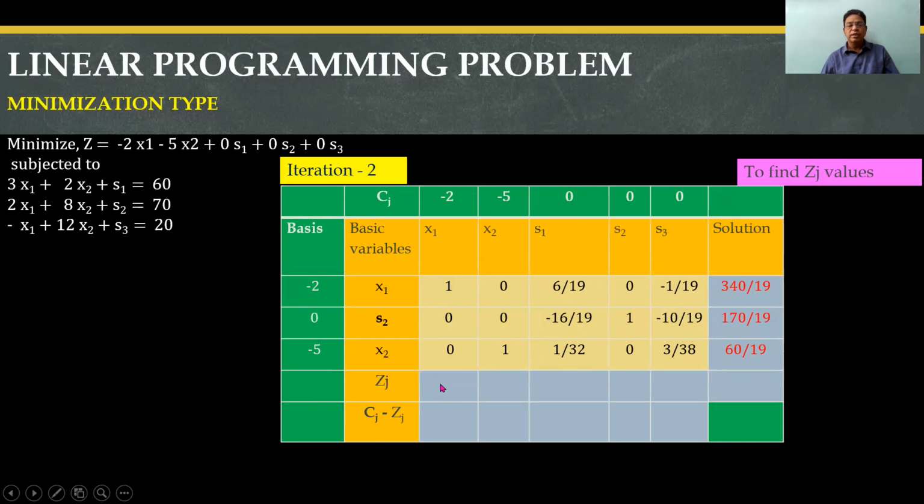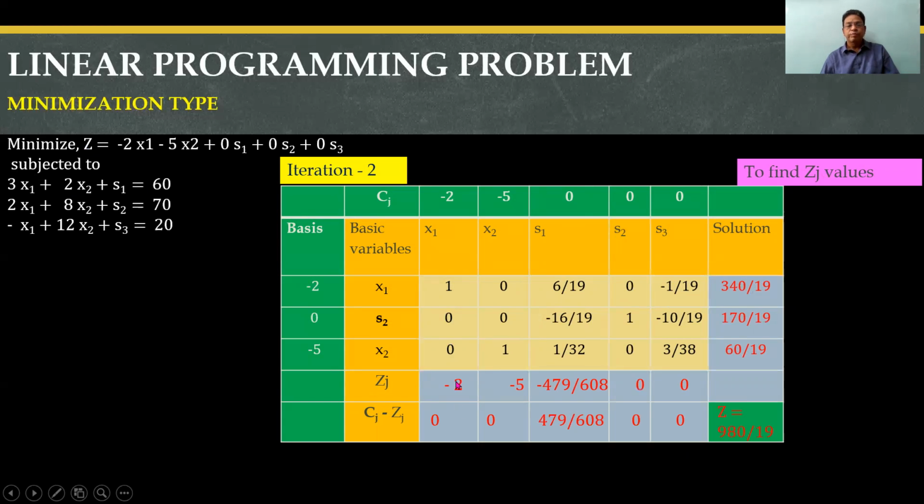Again, we'll repeat the steps. What are the steps? To find Zj, then to find Cj minus Zj, to find the key column, to find the key row, and then to find the optimum value. Now, what is the value of Z now? Z can be computed as X1 is equal to 340 by 19, X2 is equal to 60 by 19, and we substitute these values, and here we'll get the value of Z. Now Zj values are this, Cj minus Zj values are this, and the Z value is 980 by 19.